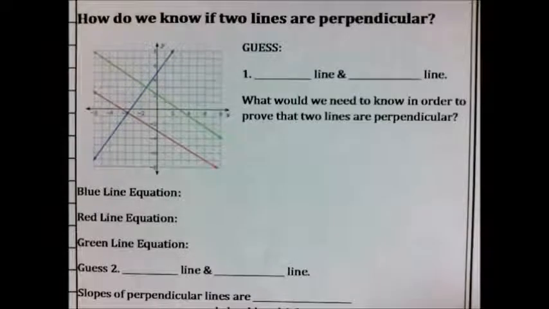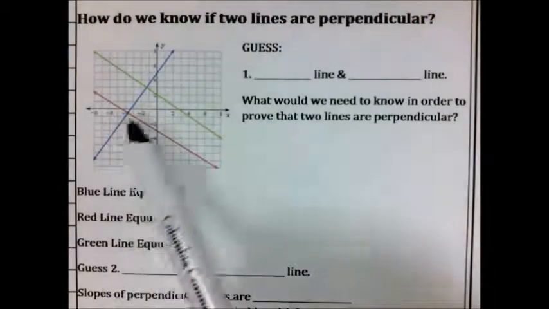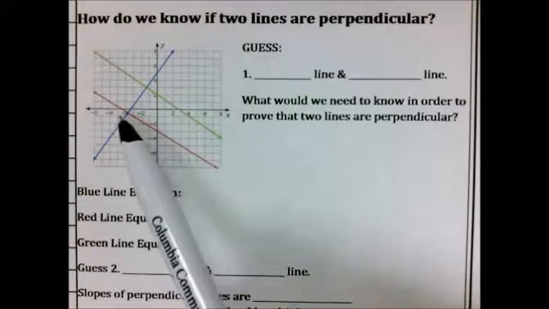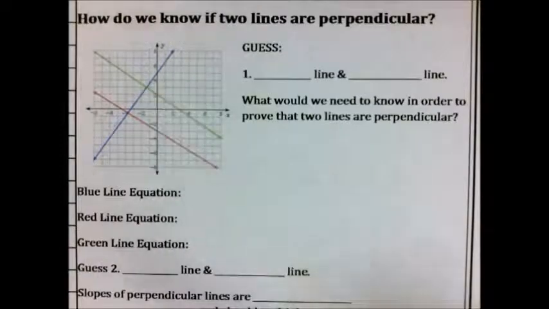Which two lines do you think, when they intersect, form 90-degree angles, okay? Is it blue and green? Is it blue and red? Is it blue and red and blue and green? I say both if you want to. Which two lines, or both lines, do you think cross to form 90-degree angles, okay?